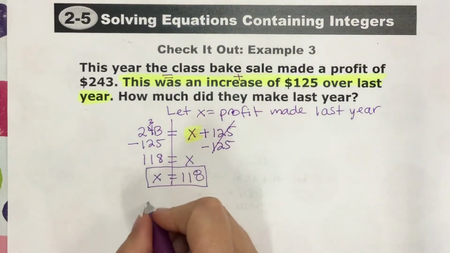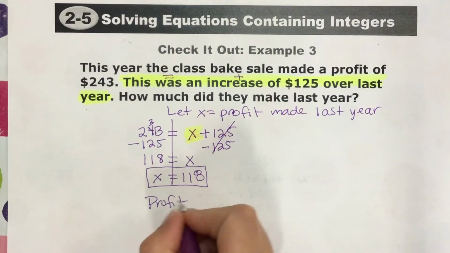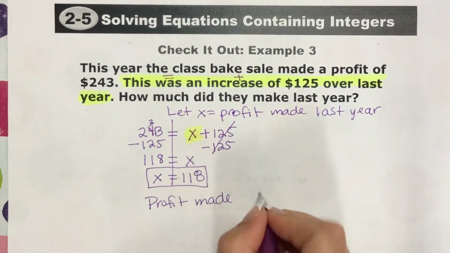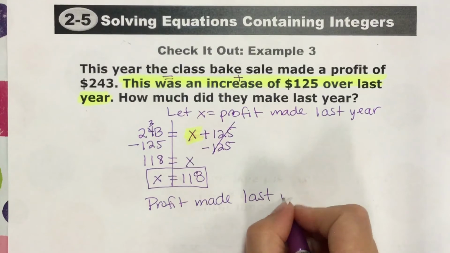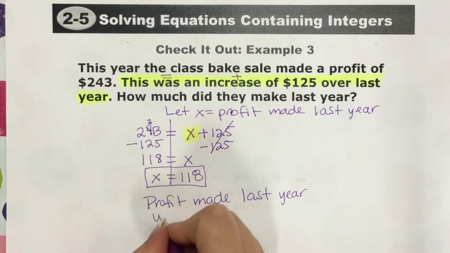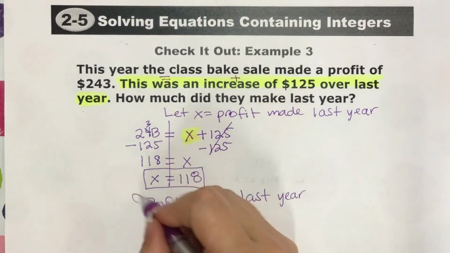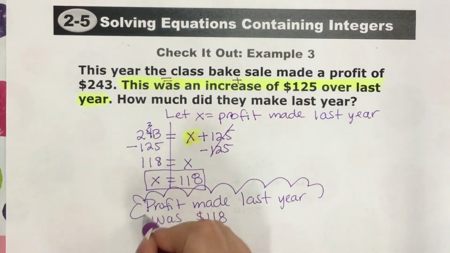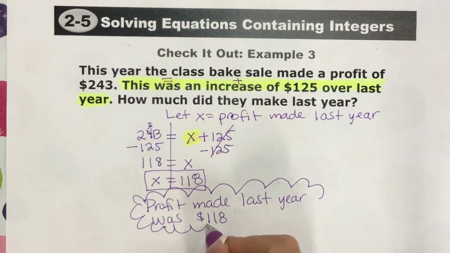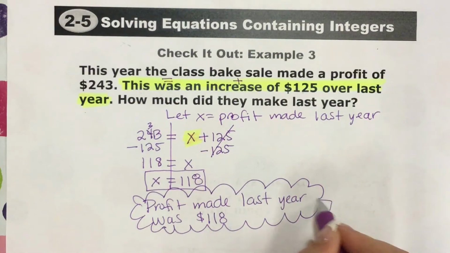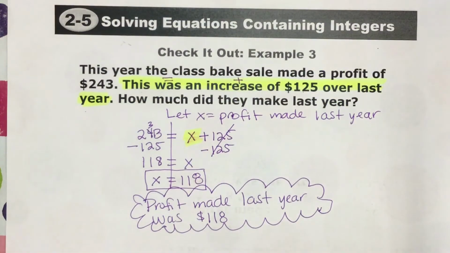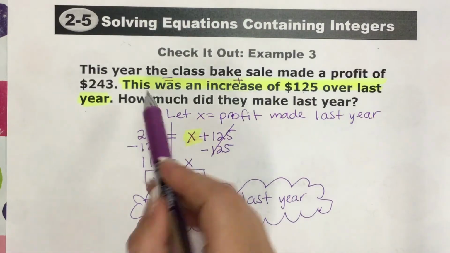So we can say the profit made last year was $118. And if you got that right, you always want to answer your question with a sentence. Great job. But these are the things. You can't just figure it out in your head.